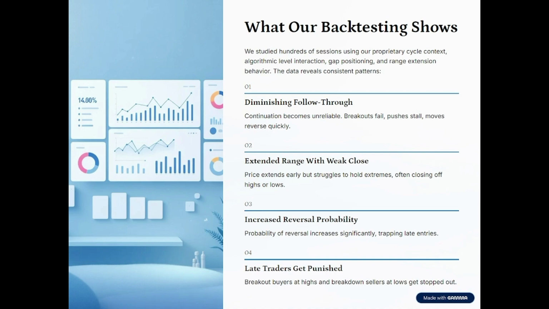We commonly see extended range with a weak close, such as price extending early but struggling to hold the extremes, often closing off the highs or the lows of the day. We see increased reversal probabilities, trapped traders with late entries. We also see those late traders getting punished trying to buy the breakout highs or the lows only to find themselves getting stopped out.